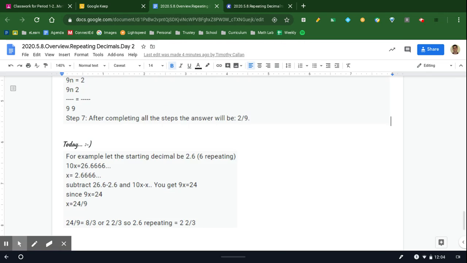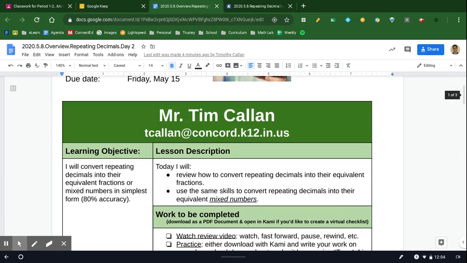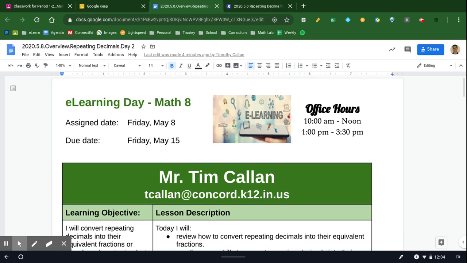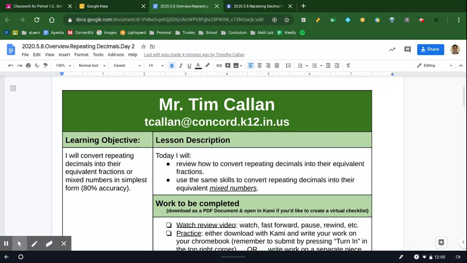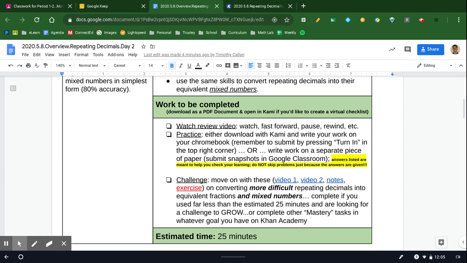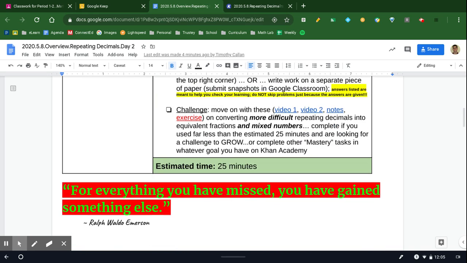Here's today's overview for Friday, May 8th. I have started putting due dates on the assignments. I think that helps us better organize ourselves with Google Classroom. So the due date would be 5 school days from now, basically a week, so May 15th. But of course, you want to get this done as soon as possible. We'll go into the gradebook beforehand. Same learning objective: convert repeating decimals into equivalent fractions or mixed numbers. Today we're going to review what we've already talked about and use the same skills to convert repeating decimals into mixed numbers. Review videos, what you're watching now, practice and challenge, of course.